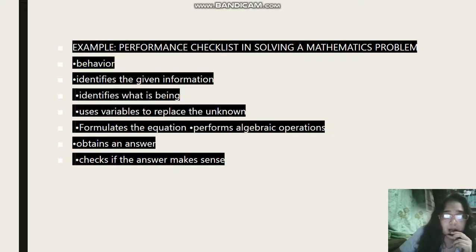For example, a performance checklist in solving a mathematics problem. First, the student identifies the given information. Second, identifies what is being asked. Third, uses variables to replace the unknown. Fourth, formulates the equation, performs algebraic operations, and obtains the answer. And last, checks if the answer makes sense.